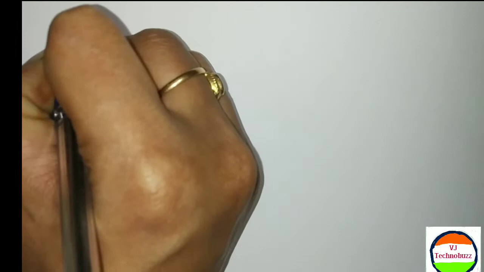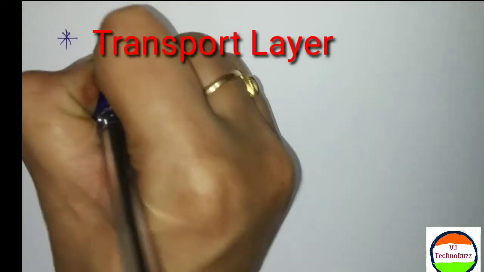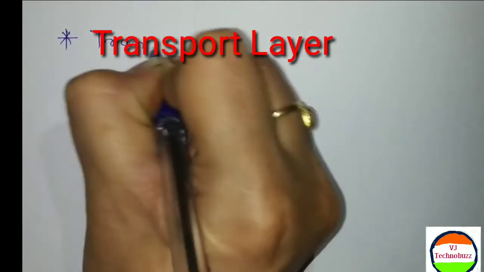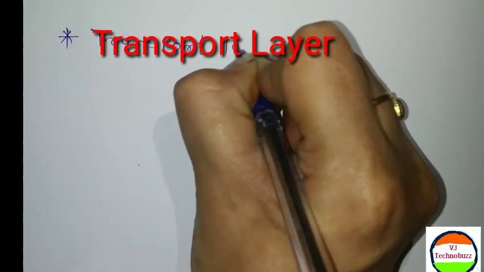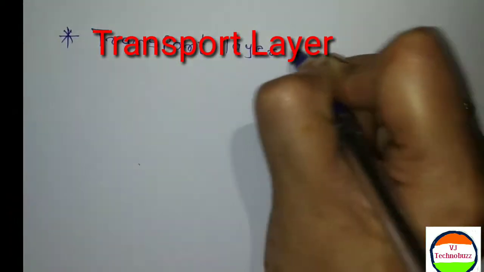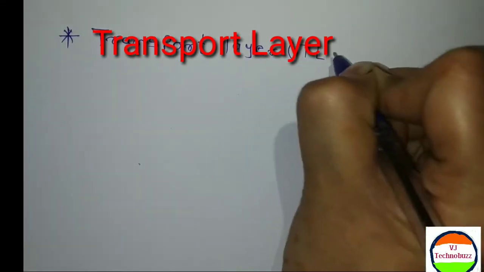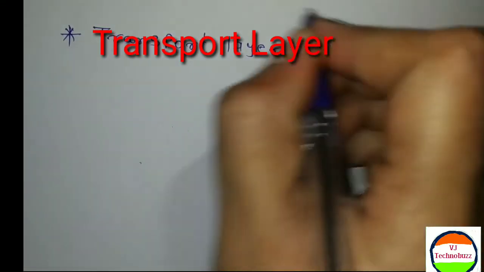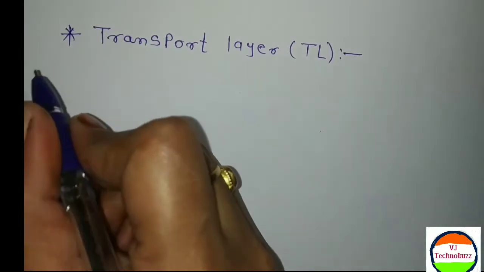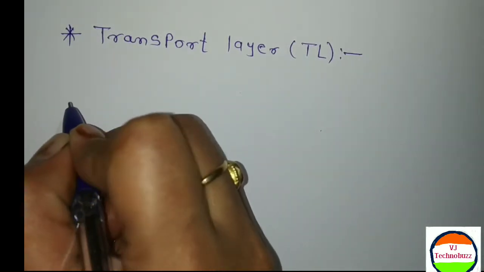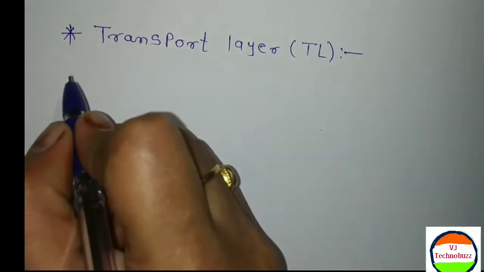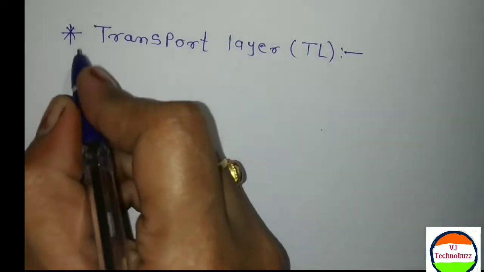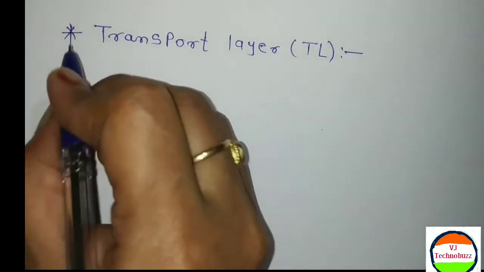Our today's topic is transport layer. Transport layer, short form of this TL. Transport layer decides if data transaction should be parallel or single path, traveling data in a parallel or single path in transport layer.